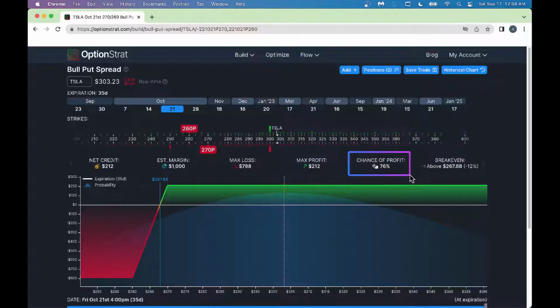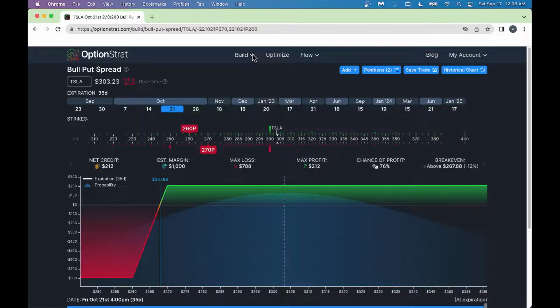Put option selling is a great strategy, mainly because you'll make money if the stock goes higher or if the stock goes sideways, as long as it stays above your break-even point. In this case 267, you'll make money. That's why chance of profitability is very high, as you can see here. All right, so that's about bull put spread.